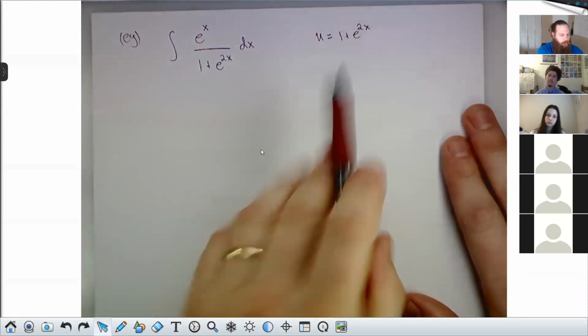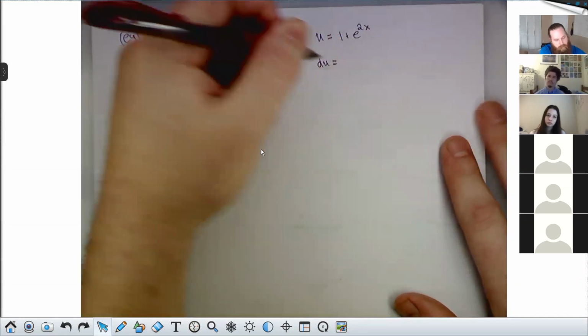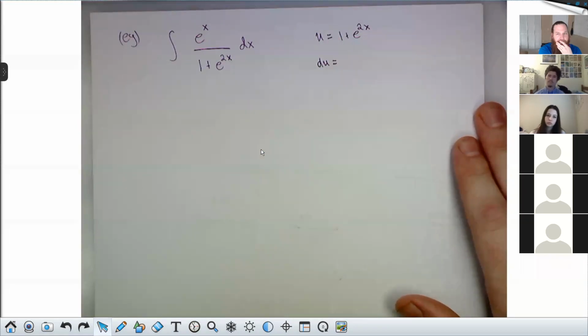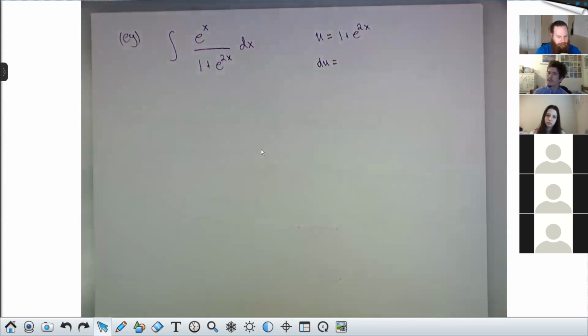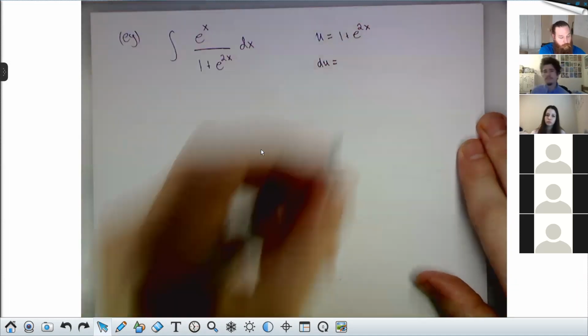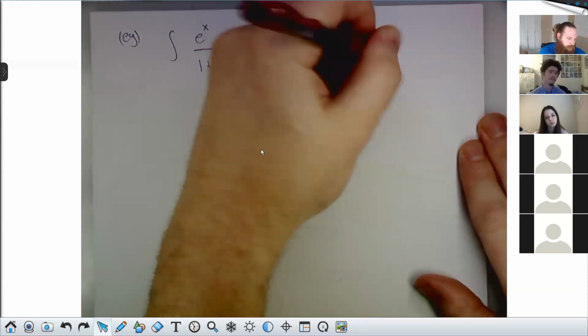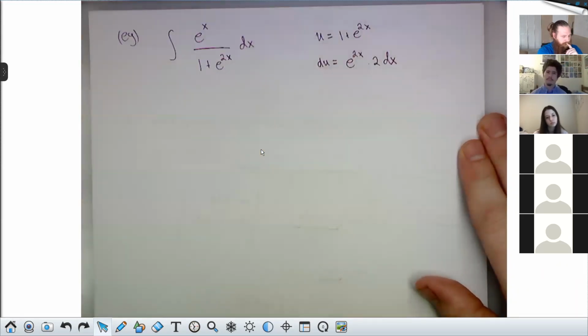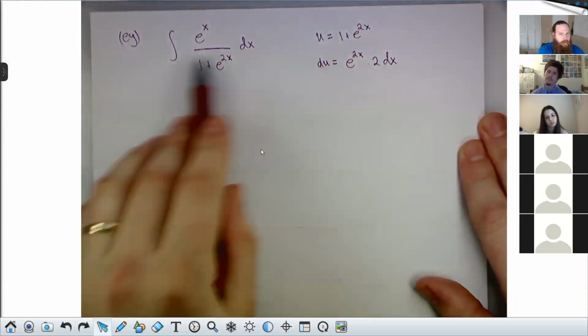So if I make u 1 plus e to the 2x, what is du going to be? What's the derivative of 1 plus e to the 2x? 2e to the 2x. Very good. Yeah, the 1 differentiates to 0. E to the 2x, that's a chain rule derivative. That would be e to the 2x times 2 dx. Here's the challenge. You've got to find this du in here somewhere.